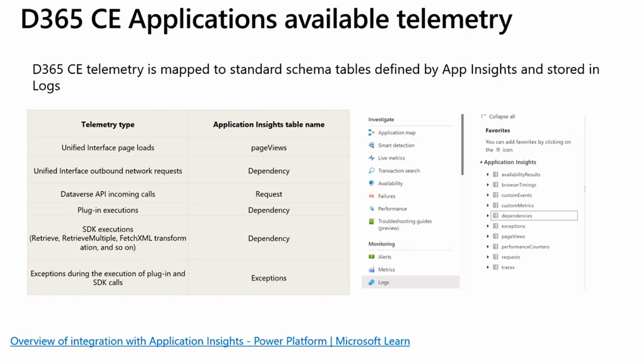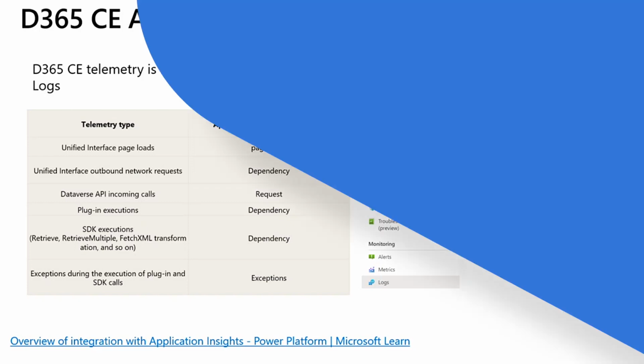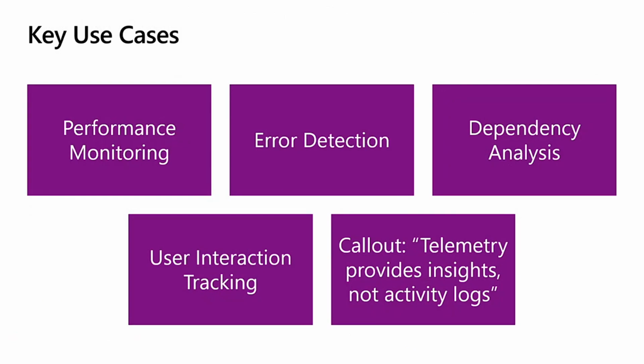By using this telemetry, we can monitor system health and gain actionable insights into performance bottlenecks or error trends. The right-hand side screenshot shows the logs area within Application Insights and the tables where you go to create queries. Application Insights empowers us to monitor Dataverse by tracking key metrics such as performance, errors, dependencies, and user interactions. With insights into page loads, exceptions, and network requests, we can proactively address issues and optimize for reliability.